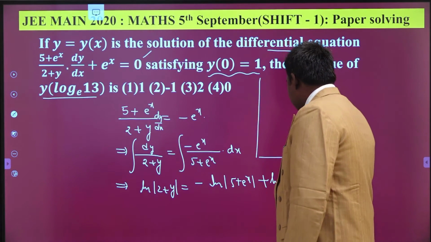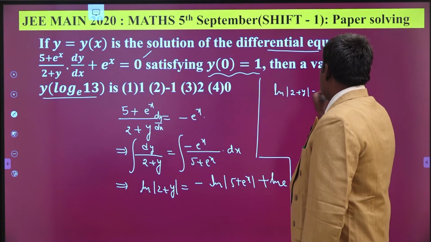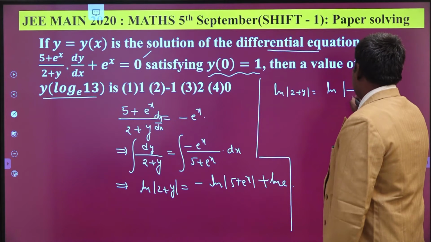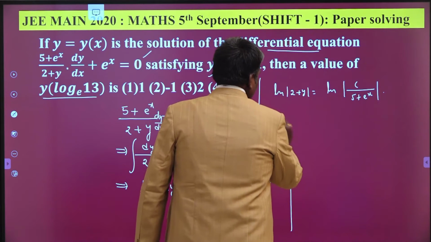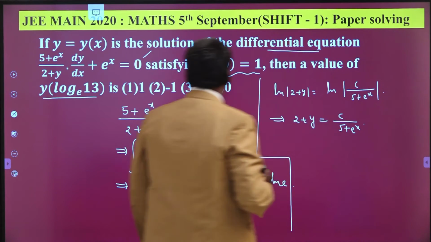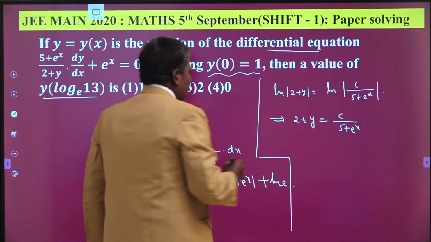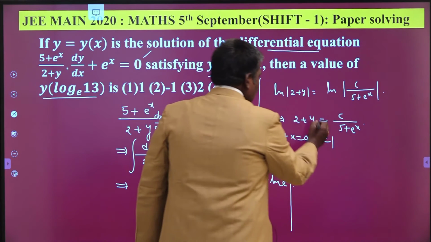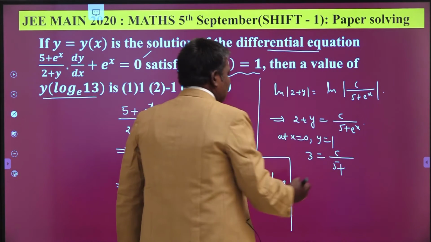So this can be written as log 2 plus y is equal to log mod c by 5 plus e power x. So cancel out log on both sides, we get 2 plus y is equal to c by 5 plus e power x. What is the given information to you? Y of 0 is equal to 1. At x is equal to 0, y is equal to 1. Substitute here, what do we obtain? 2 plus 1, that is 3, is equal to c by 5 plus e power 0, which is 1.